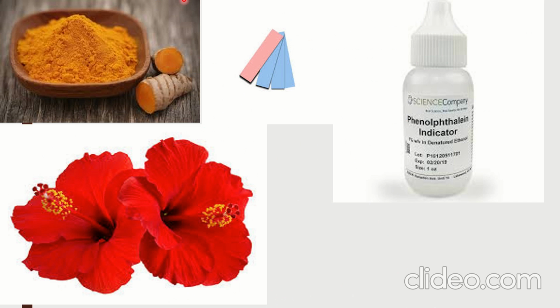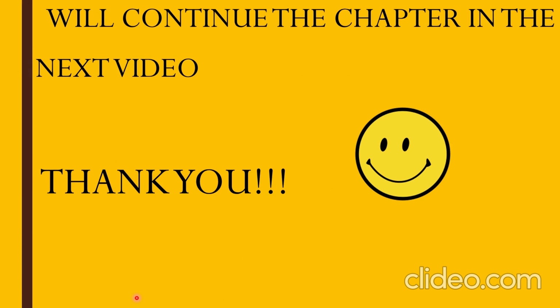So here are some of the indicators. This is turmeric, this one is litmus, this is a phenolphthalein indicator, and this is China rose, a good red color to see. So this was the topic of the day. We have dealt with acids, bases, and now indicators also.